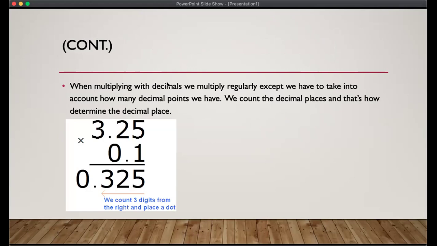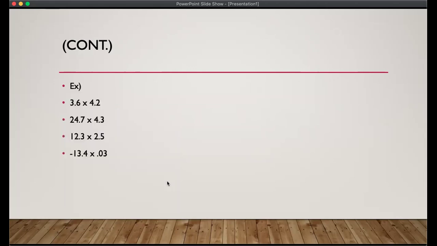A continuation of this is when we're multiplying with decimals. We multiply regularly, except we have to take into account how many decimal points we have. So we count the decimal places, and that's how we determine the overall position of it, right? Notice how here we're doing 3.25 times 0.1. We multiplied regularly. 1 times 5 is 5. 1 times 2 is 2. 1 times 3 is 3. Here we count, though. 1, 2, 3. There's 3 decimal positions, so on my bottom part, I have to go 1, 2, 3. It becomes 0.325. Let's try some examples.